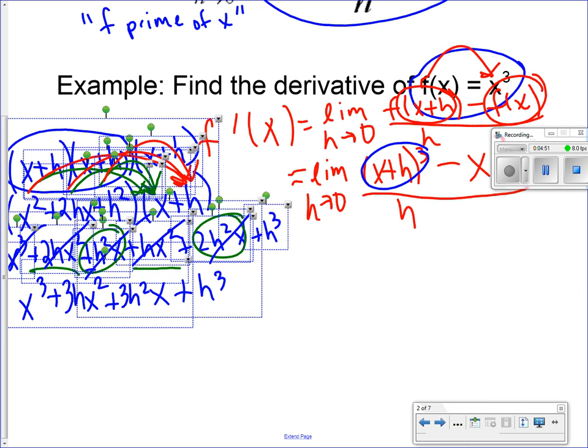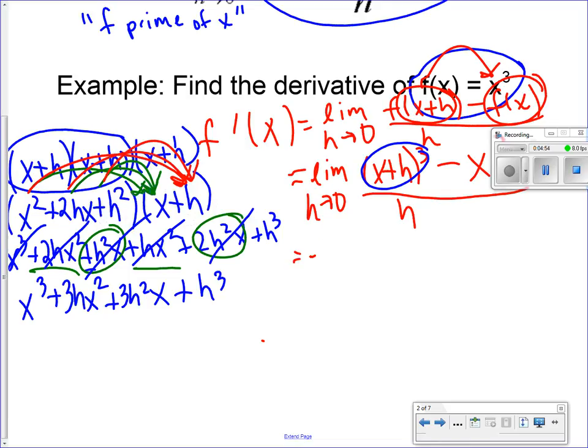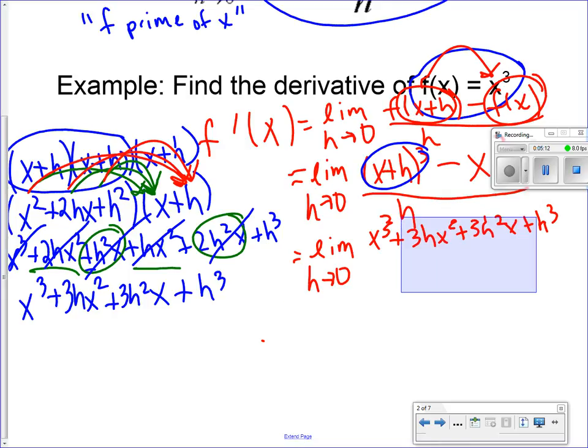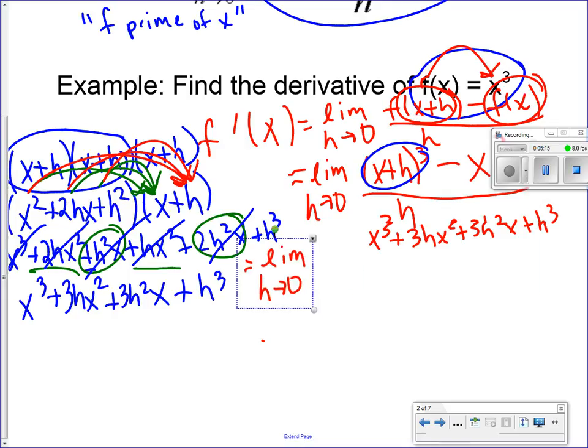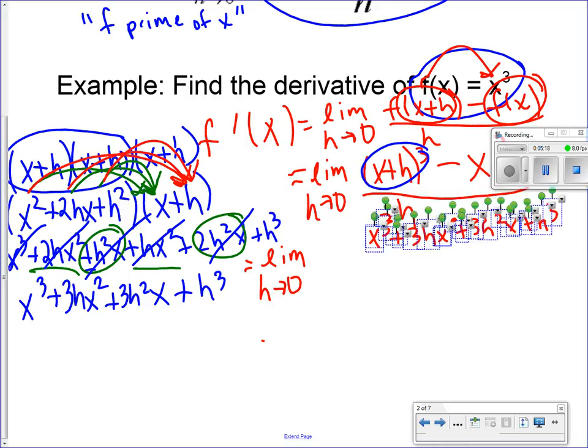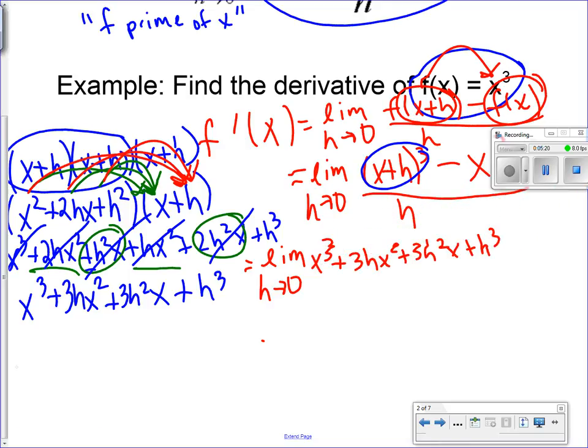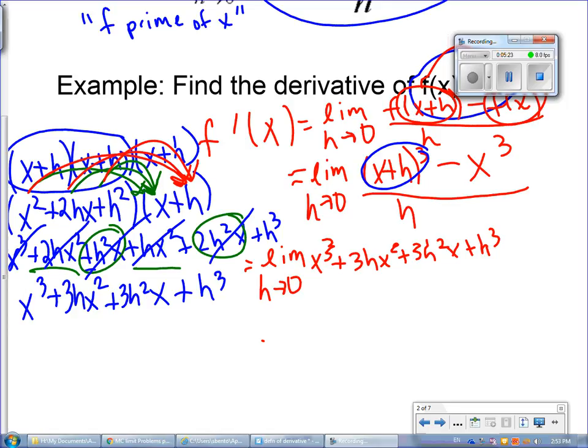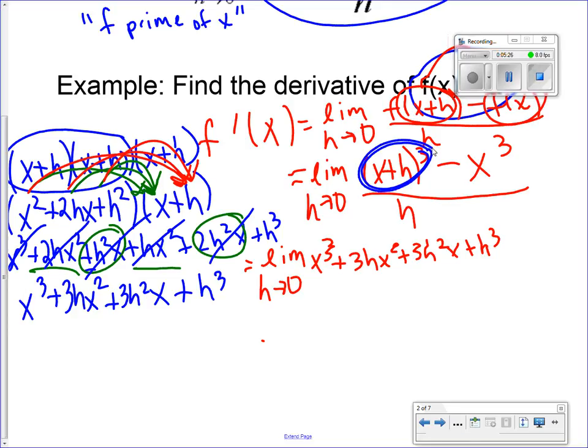So now I'm back to actually solving the derivative. So the limit as h approaches 0 of, in that first term, x plus h cubed, we just did all that work to find out it's x cubed plus 3hx squared plus 3h squared x plus h cubed. And then the difference quotient keeps going. So we have this first part, and then we're going to have minus x cubed all over h.